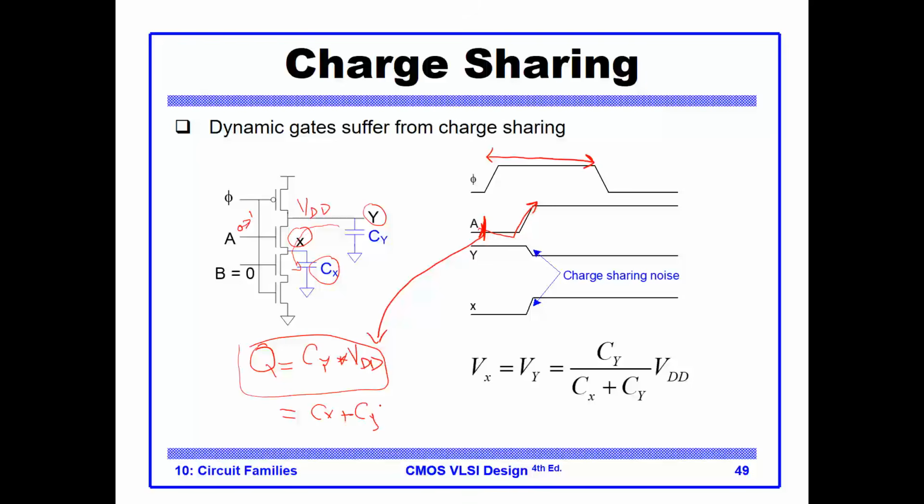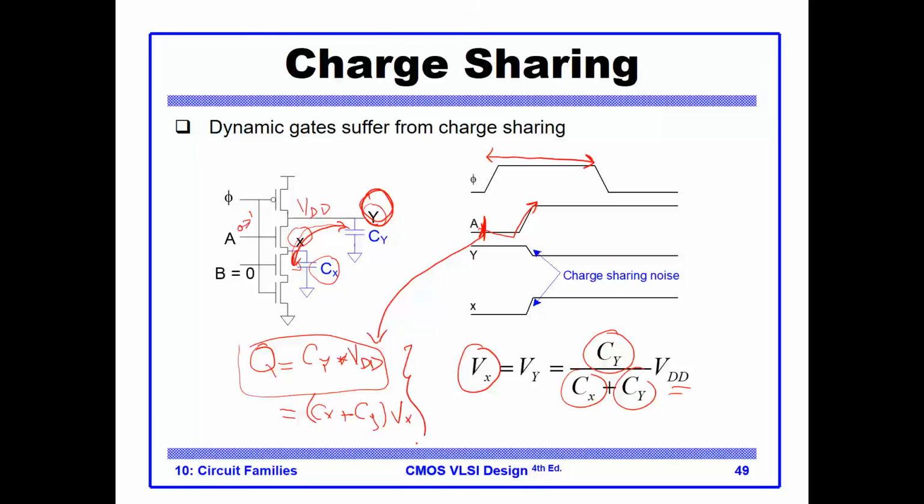Okay, and let's refer to the final voltage as, for instance, Vx, because when we distribute the charges between these 2 points, we will have a final voltage of Vx. So what's the final voltage at this node after the distribution of charges when A changes from 0 to 1? It is equal: Vx equals Cy over Cx plus Cy times VDD. Obviously, we solve for Vx from these two equations.